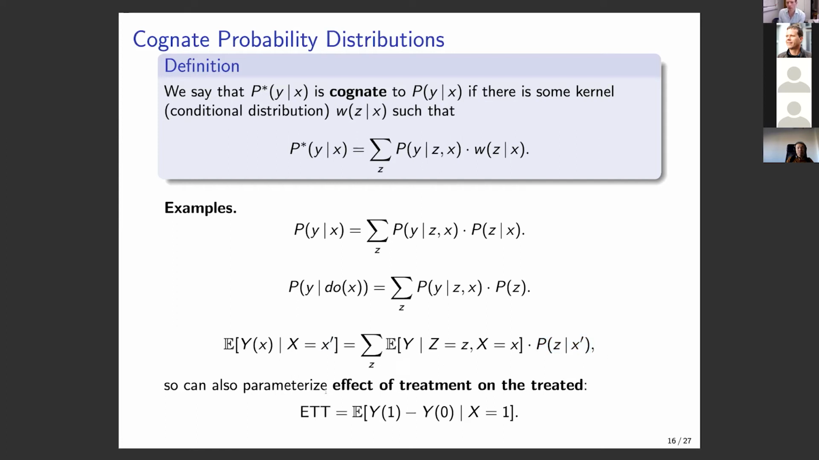And this means that, in fact, we don't have to just parameterize the average treatment effect, which is effectively what we're doing when we use this quantity. We could have something like the effect of treatment on the treated in our model as well. So our theorem is actually very, very general.